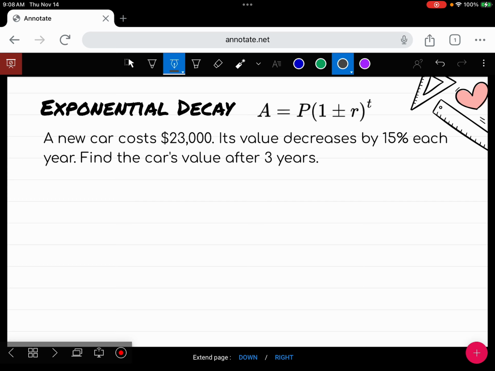But sometimes we don't have growth. Sometimes we have the value of a car, which this is an actual depreciation rate of a new car. Not every car, but a lot of them. You buy a brand new car for $23,000, and the second you drive it off the lot, it loses value of about 15% each year. So what's the value of your brand new car after 3 years?